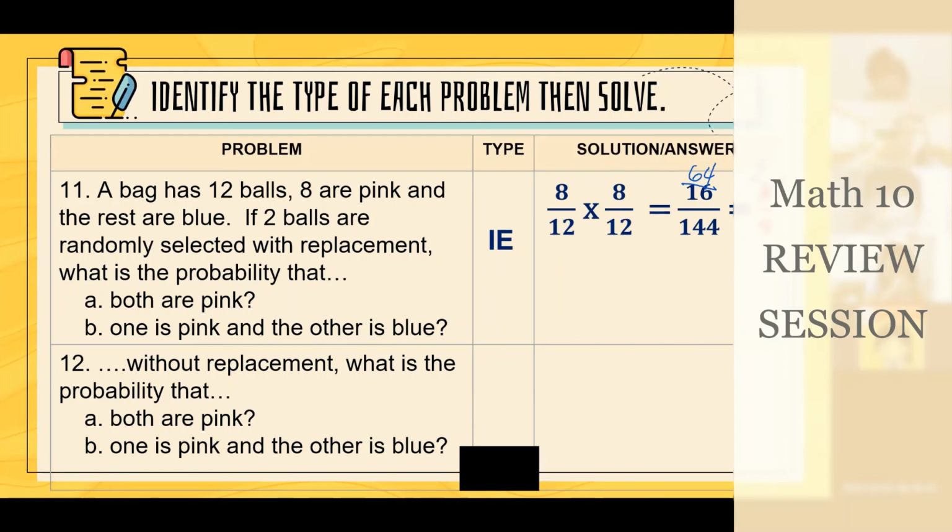64 divided by 32, that's 2. 144 divided by 32. Depende. It's not 4, it's not 2/9. So, isahin natin ang pag-divide sa lowest term.